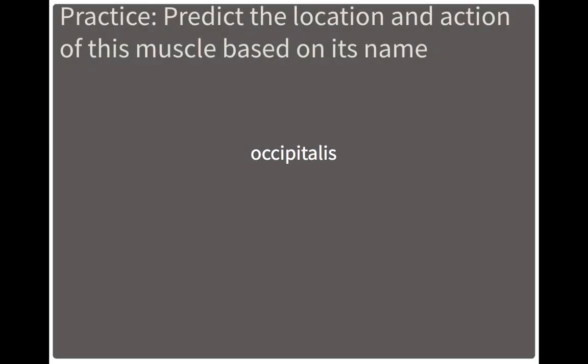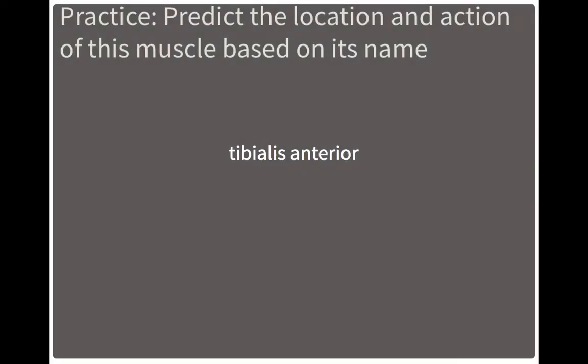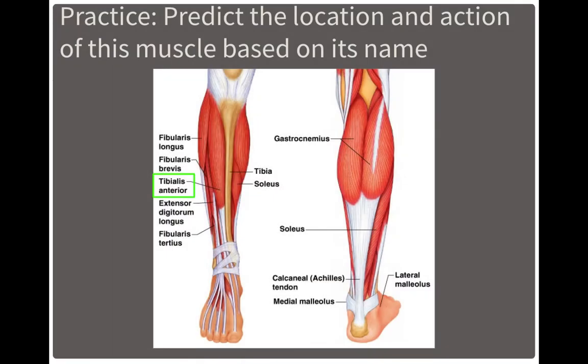The occipitalis muscle. So the occipitalis muscle would be found over the occipital bone on the back of the head, and of course the occipital bone covers the occipital lobe of your brain. The tibialis anterior muscle. So if you know your bones, then you may know that the tibia is the lower leg bone, the main lower leg bone, and this muscle would stretch over the anterior side of the tibia, right there.